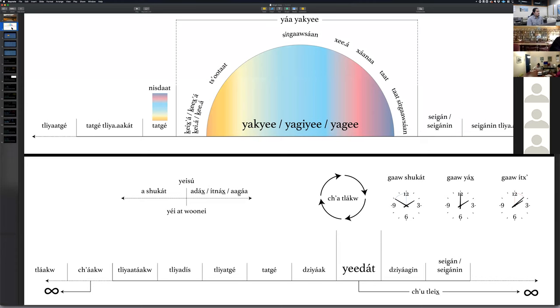Today is Chinese New Year. Oh, yes, and it's the Lunar New Year, is that correct? Yeah, so this would be tied to, I don't know how lunar calendars work, but this is how the lunar calendar would probably start for Tlingit. It's with the phases of the moon.